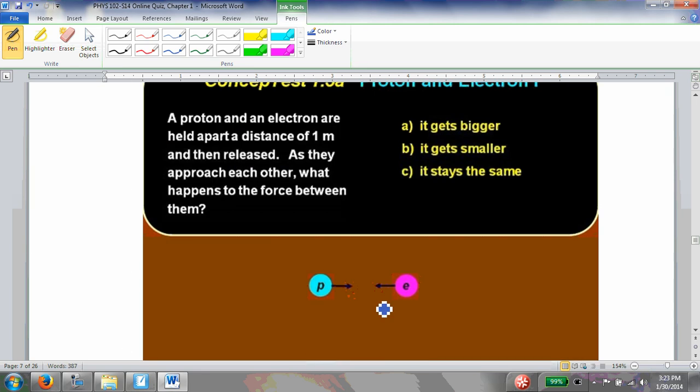All right, proton and electron are held apart at a distance of 1 meter and then released. As they approach one another, what happens to the force between them? Well, F equals kQQ over r squared. As r gets smaller, F goes up. By quite a bit, actually.